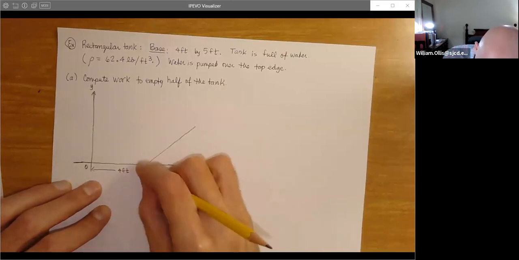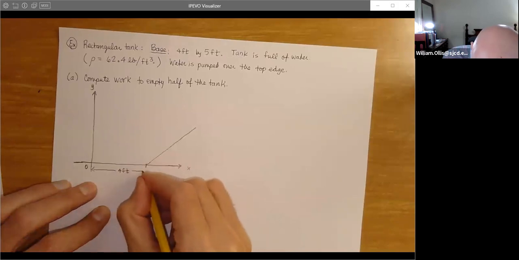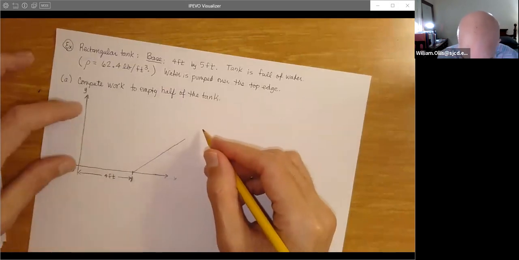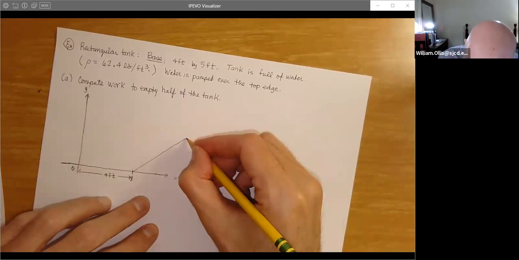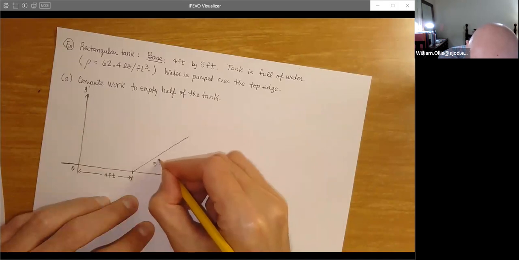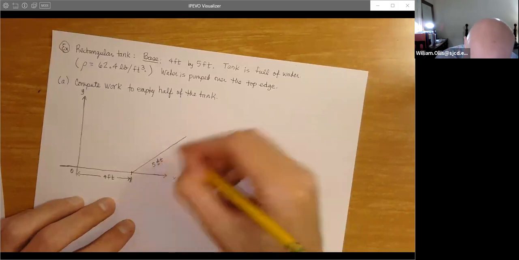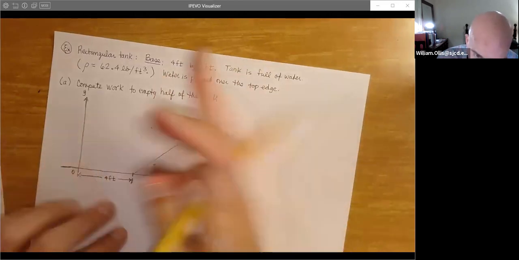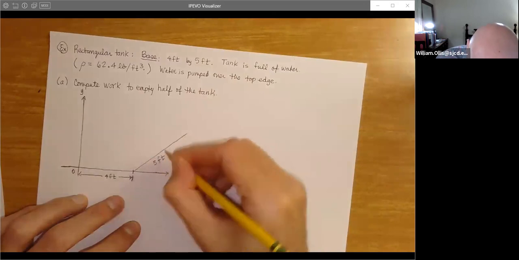So in this case, if you like here, I don't even have to put the 4. I'll just notate the actual distance, because we're not really going to be worried so much about the distance here. Our interval of integration will be on the y-axis. And so we'll note this as 5 feet.